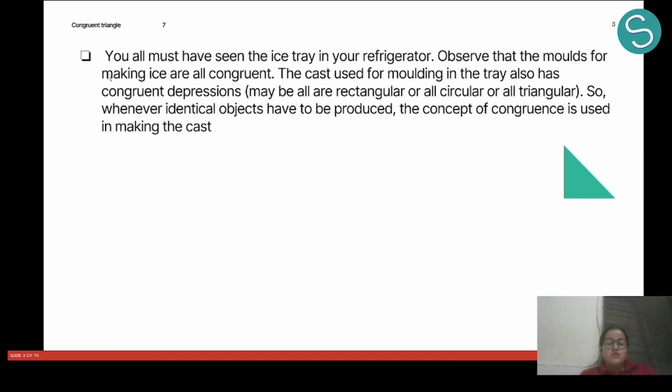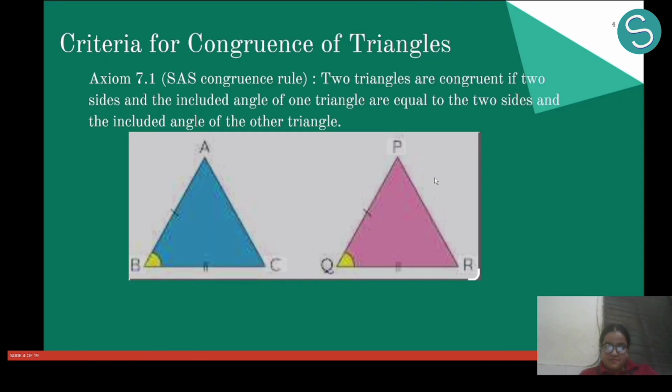What is the use of congruency? Why are we studying it? One real life example is the ice tray in our refrigerator. Observe that the molds for making ice are all congruent. The cast used for molding in the tray also has a congruent depression. Maybe all are rectangular, or all circular, or all triangular. So whenever identical objects have to be produced, the concept of congruency is used.